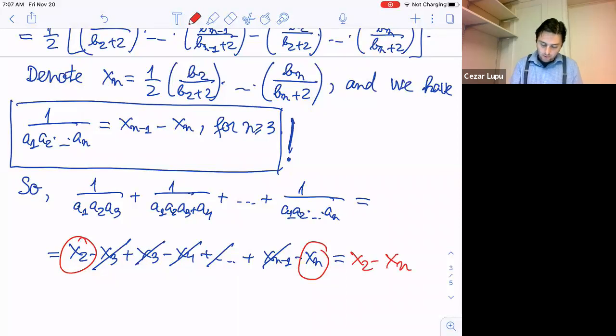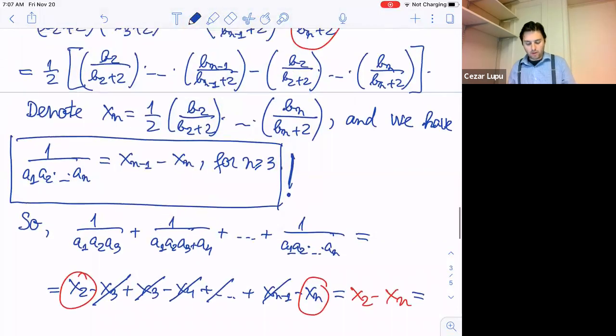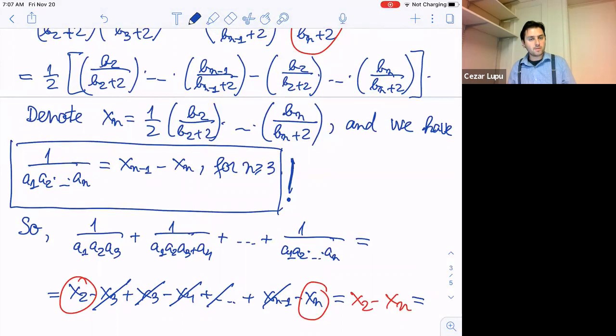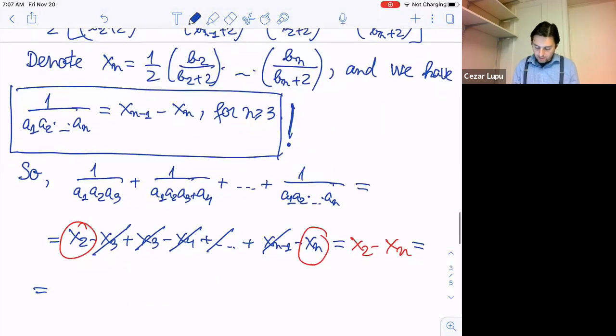And if we go back to our sequence, remember that xn is this product here, 1/2 times that product. So x2 will be 1/2 times B2 over B2 plus 2, minus xn.